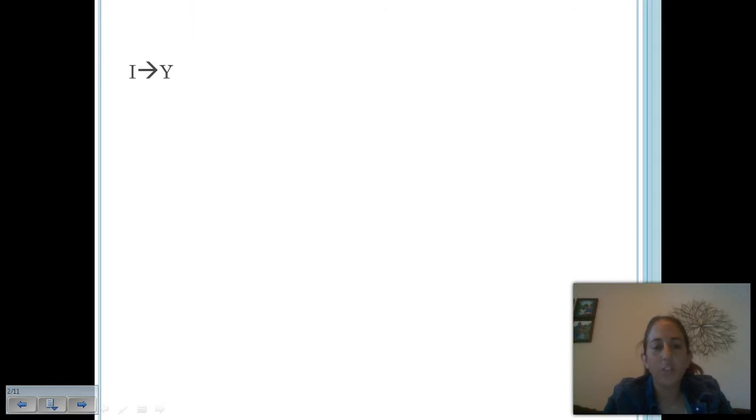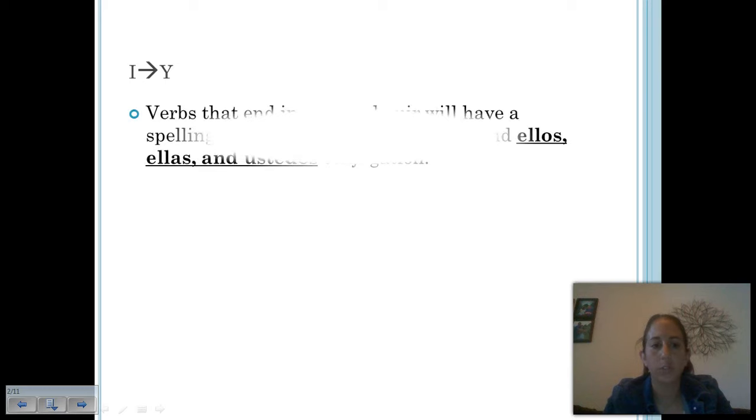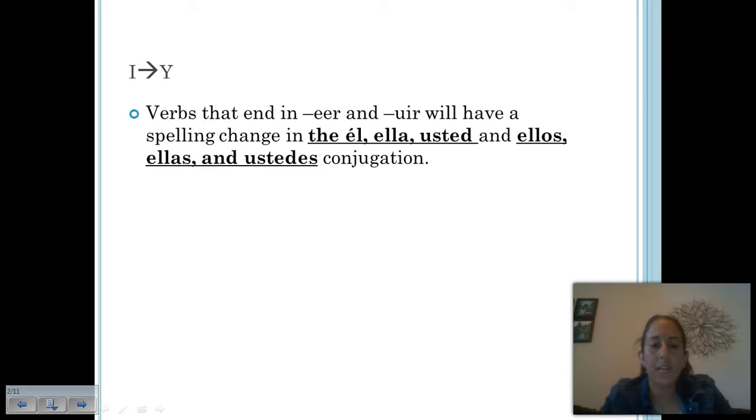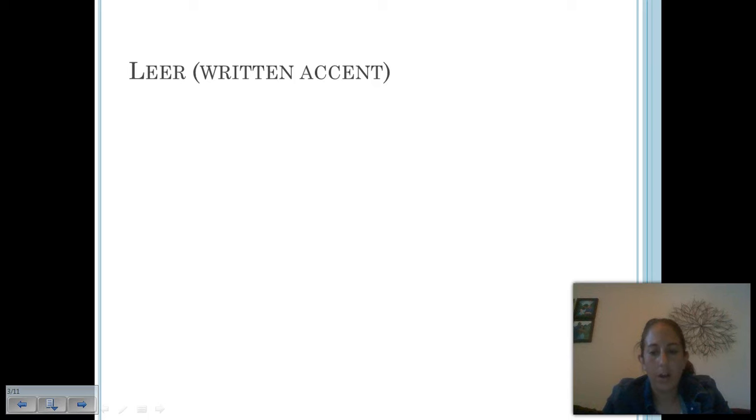All right. So first of all, we're going to talk about our I to Y verbs. With all of these spelling changes, there are only certain types of verbs that follow these rules. Verbs that end in -eer and -uir will have these spelling changes in the él, ella, usted, and ellos, ellas, and ustedes conjugations, also known as our flip-flop. That's pretty self-explanatory, so let's take a look to see what it looks like.